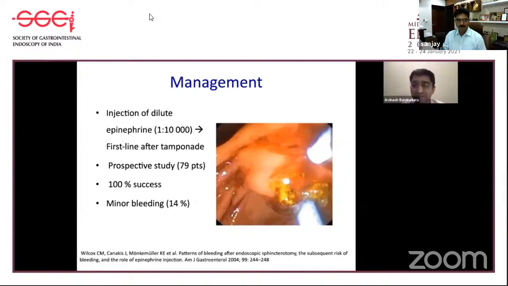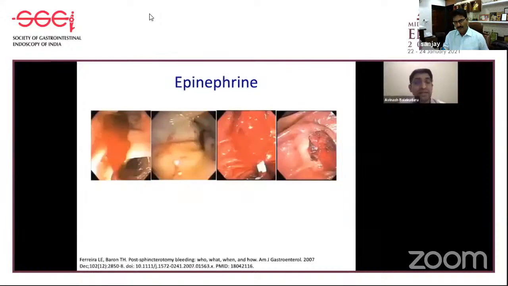In a prospective study of 79 patients, there was 100% success and the minor bleeding rate was only 14%. This is a study again by Todd Baron et al, where after the injection you can see this blanching that should happen. That means we have injected in the proper plane.